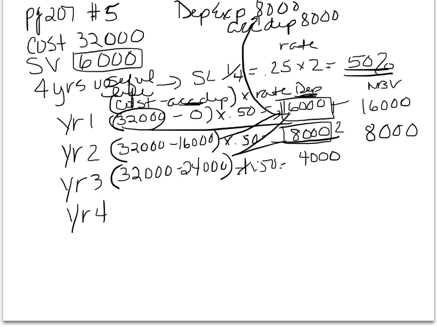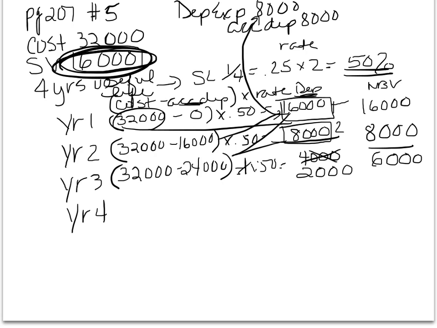But if we take 4 away from 8, we're going to end up with $4,000, and we know we can't go below 6. So what I like to do is put the 6 in once we know we can't go below, and our depreciation is what I'm going to call a plug. The most depreciation we can take to keep us at not below the $6,000 is $2,000. And so you can never go below the salvage value.